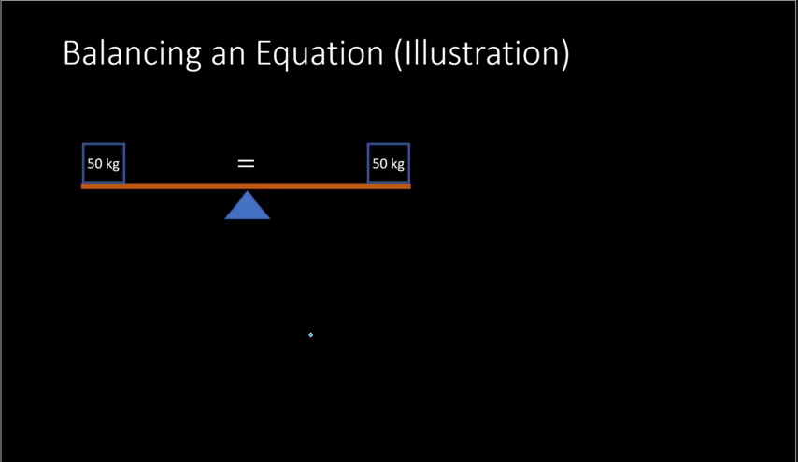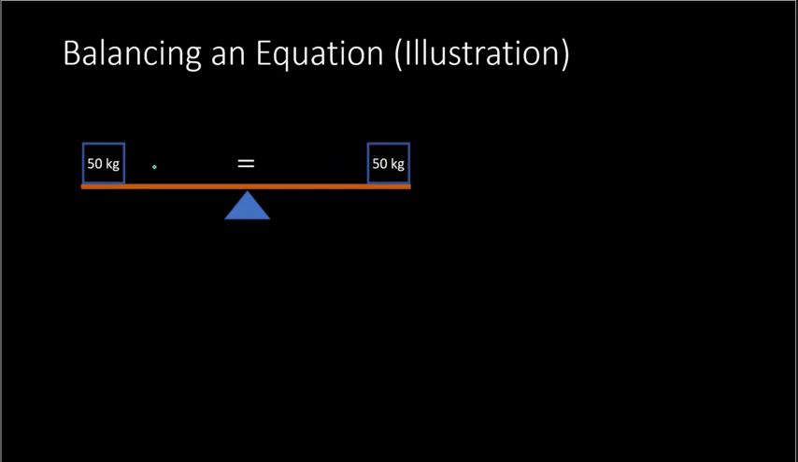Now, to solve equations, we first must understand the concept of balancing an equation. A simple way to illustrate this is thinking of a teeter-totter, or in other words, a seesaw. Here we see a teeter-totter where we have 50 kilograms on one side and 50 kilograms on the other. This teeter-totter is balanced because we have the same amount of weight on either side.